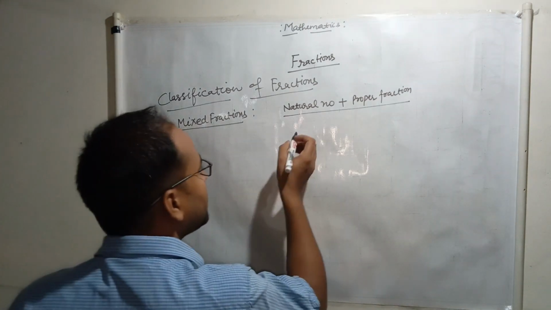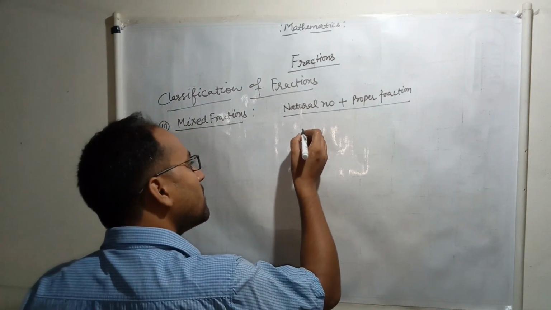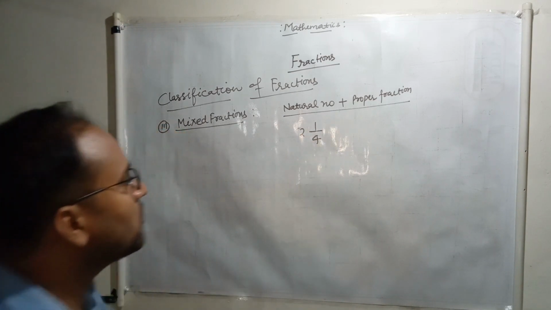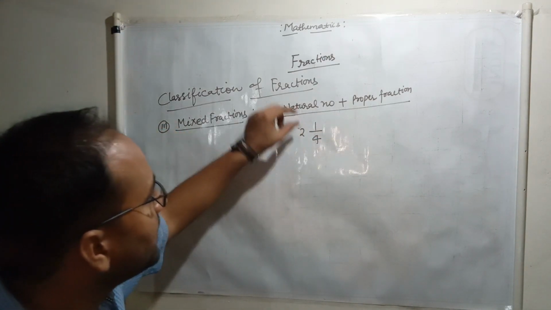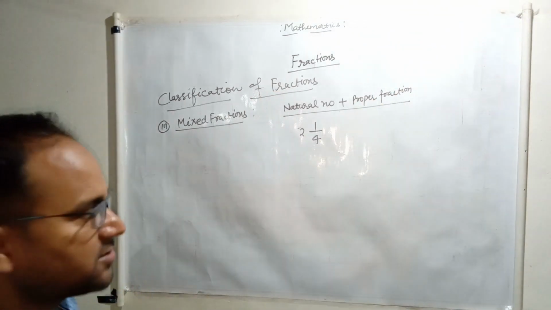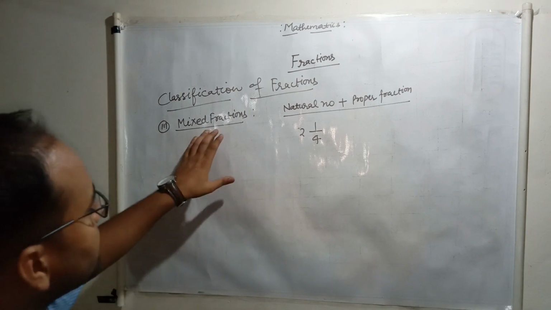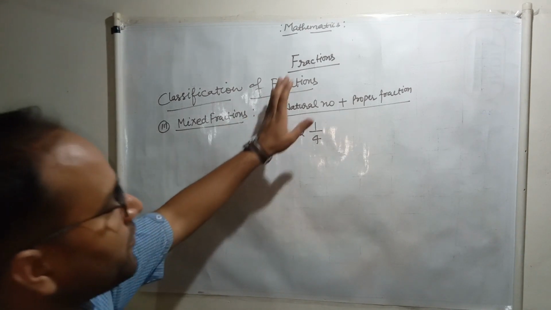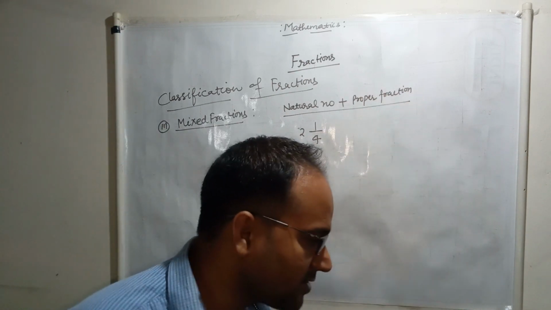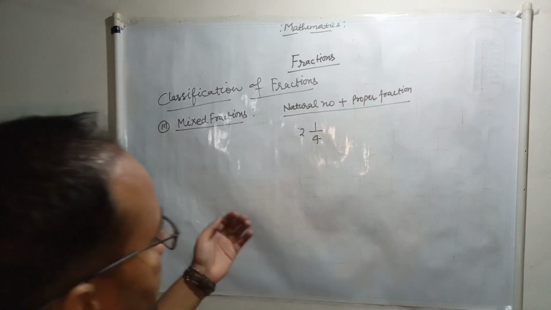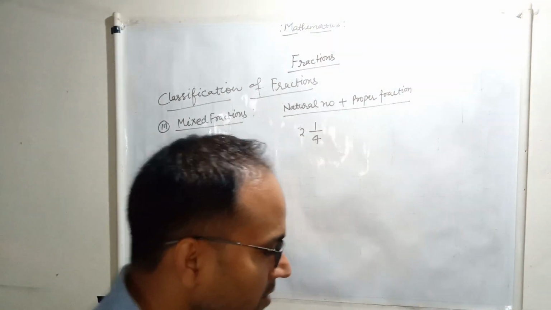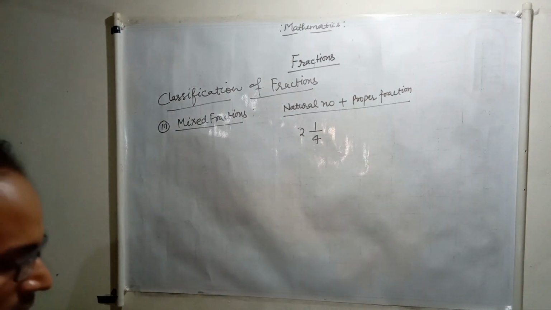For example, if I take this one, 2 whole 1 by 4. 2 is a natural number and 1 upon 4 is a proper fraction. Okay students, so a mixed fraction is a combination of a counting number or natural number with a proper fraction.